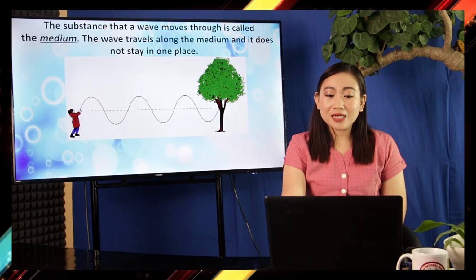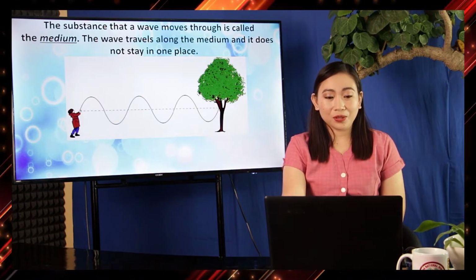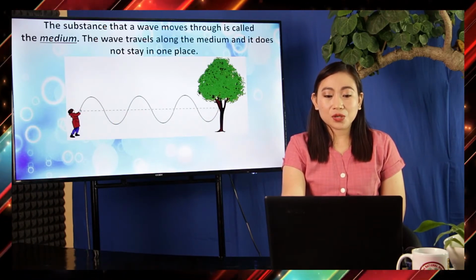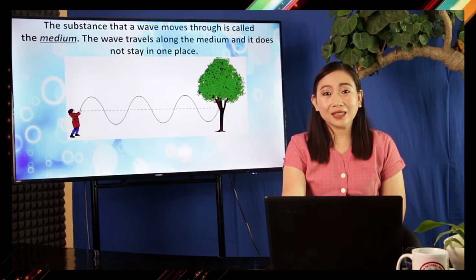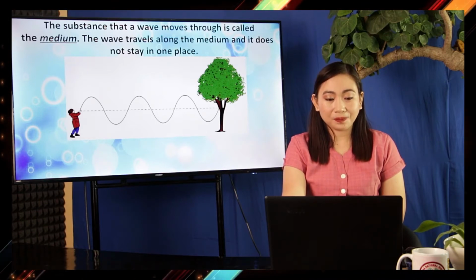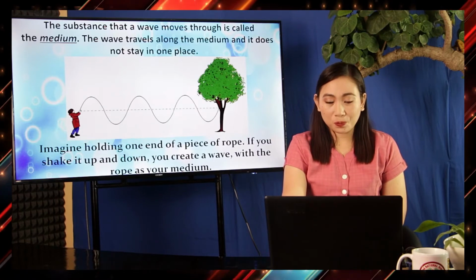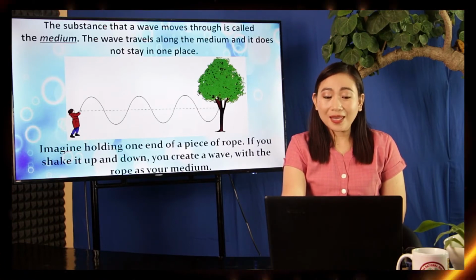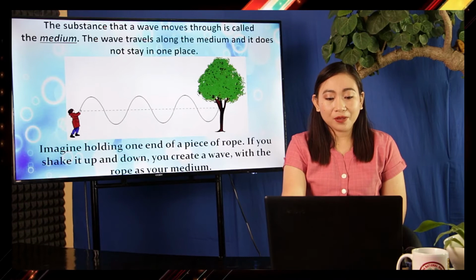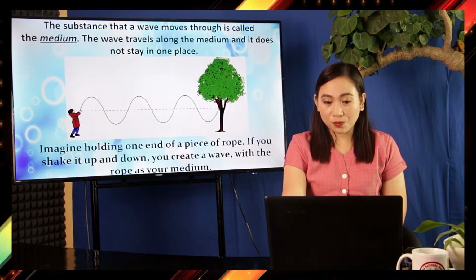The substance that a wave moves through is called the medium. The wave travels along the medium and does not stay in one place. Imagine holding one end of a piece of rope. If you shake it up and down, you create a wave with the rope as your medium.